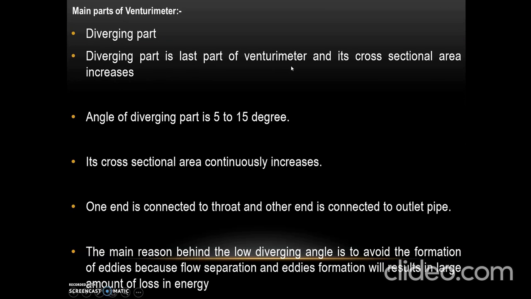Diverging part is the last part of venturimeter and its cross-sectional area increases. Angle of diverging part is 5 to 15 degree. Its cross-sectional area continuously increases. One end is connected to throat and other end is connected to outlet pipe. The main reason behind the low diverging angle is to avoid the formation of eddies, because flow separation and eddies formation will result in large amount of loss in energy.